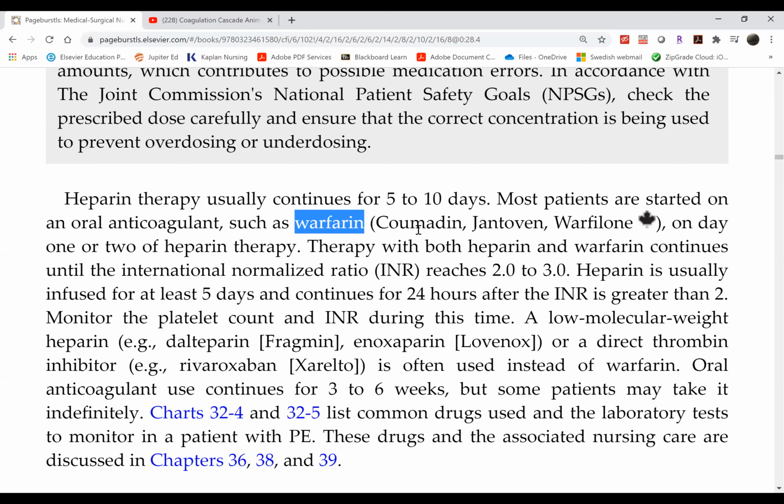So that's why it will take about 5 days, sometimes 3 days, for the patient to be on heparin and warfarin. The reason is you need immediate anticoagulation until warfarin kicks in, until our INR reaches 2 to 3. All right, until then, the patient will receive both heparin and warfarin. Once we reach INR of 2 to 3, we can then stop the heparin and then discharge the patient.